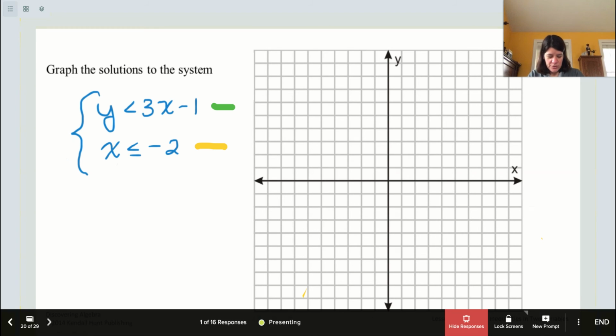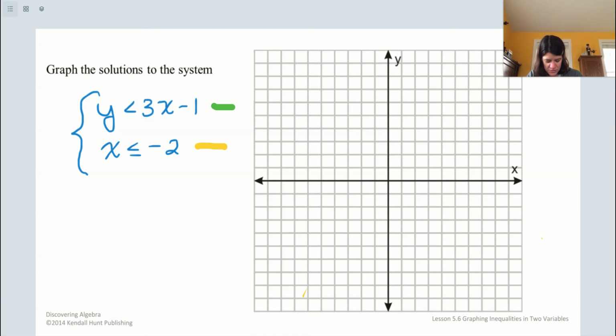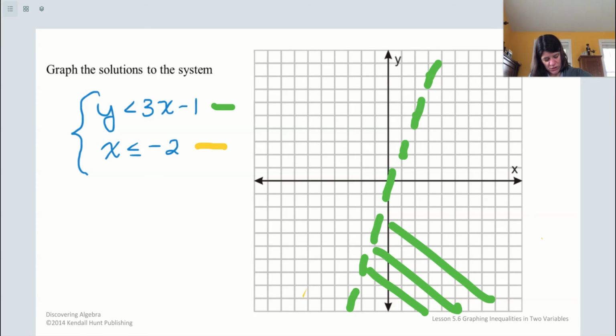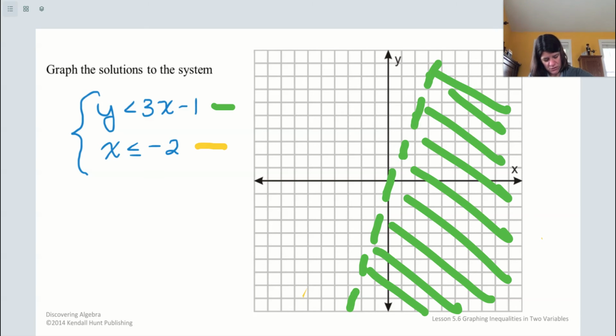So let's do another one. We've got 3x minus 1. So I start at negative 1. And then I have a slope of 3. So I go up 3 over 1, and down 3 to the left 1. And then I need a dashed line because there's no equal sign in my inequality. And I want the values that are less than, so I shade under the dashed line.